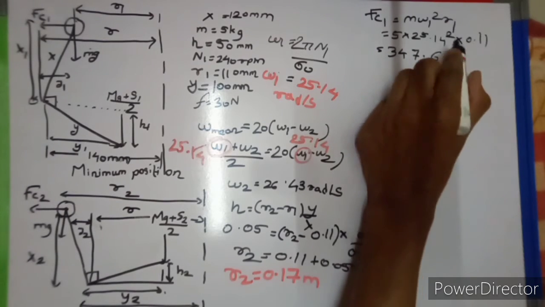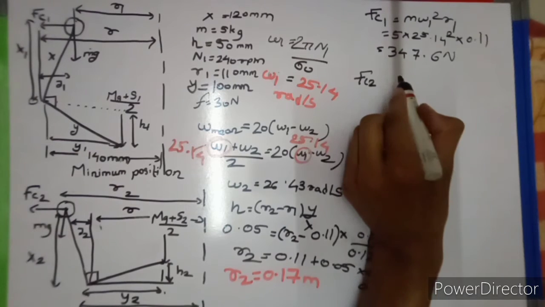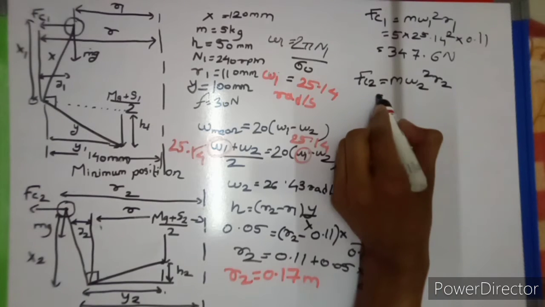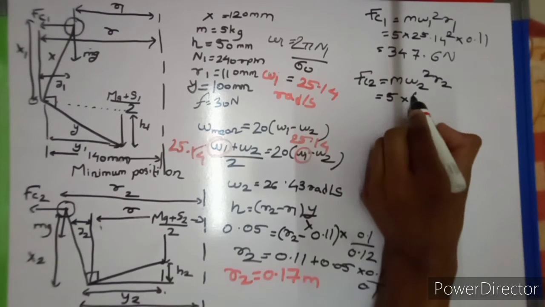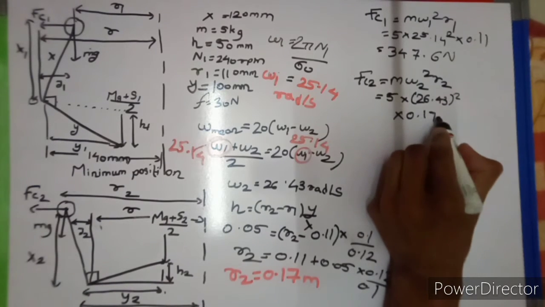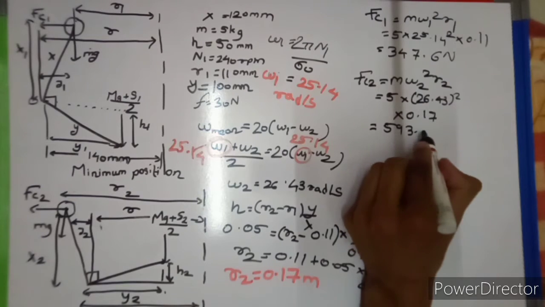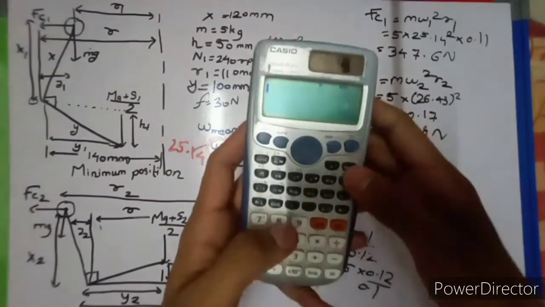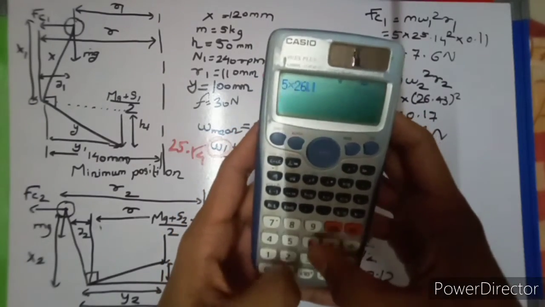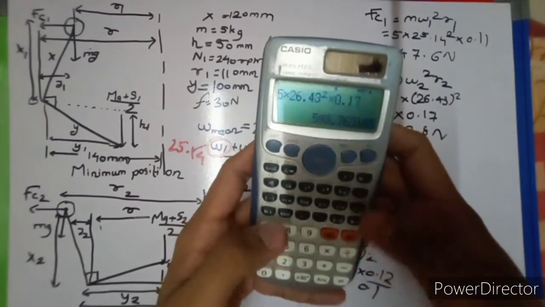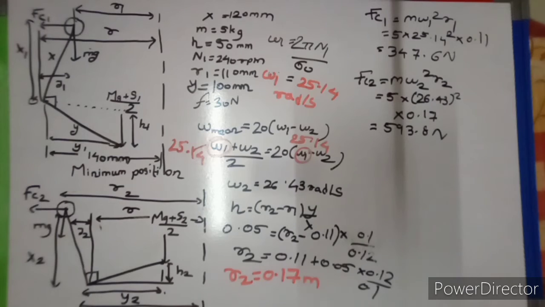Just substitute the value, you will get Fc2 is equal to m omega 2 square r2. What is m? 5. What is omega 2? 26.43 square. And what is r2? 0.17. So what is Fc2? 593.8 Newton. If you want to just check, see, 5 into 26.43 square into 0.17, 593.76, that is 593.8.